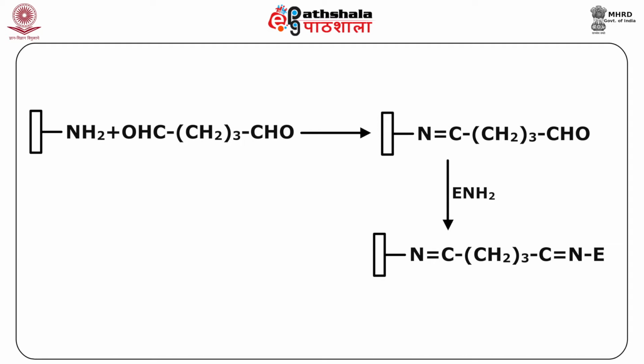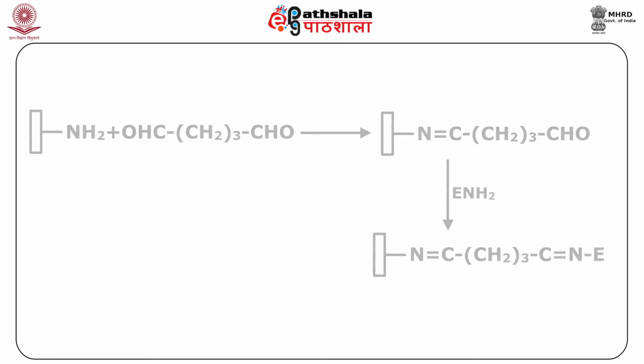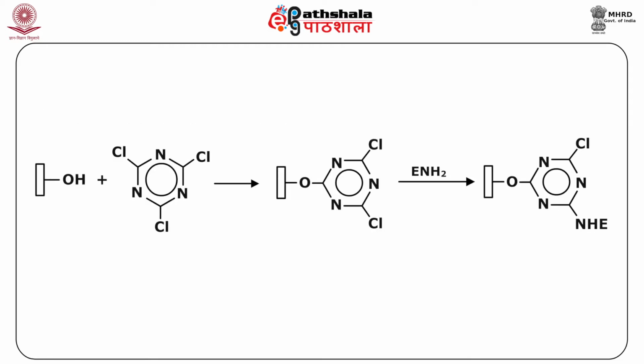Beta-galactosidase enzyme is activated by this method. The figure on your screen shows you the treatment of amino group with glutaraldehyde. One other common reagent is cyanuric chloride, or trichloro-s-triazine, which is used to activate the hydroxyl groups on DEAE cellulose resin. Lactate dehydrogenase enzyme is immobilized to such a resin. You can see the reaction of cellulose with cyanuric chloride on your screen.